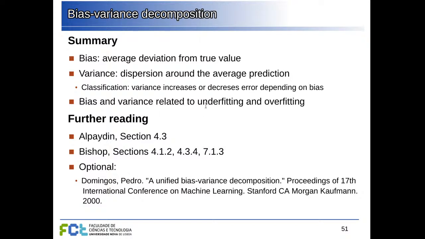So these are some sections of the books that you can read for a bit more on this, and optionally you can read this paper which explains the bias and variance decomposition for classification, and it's the paper on which I based myself to give you this example of bias and variance decomposition in classification.